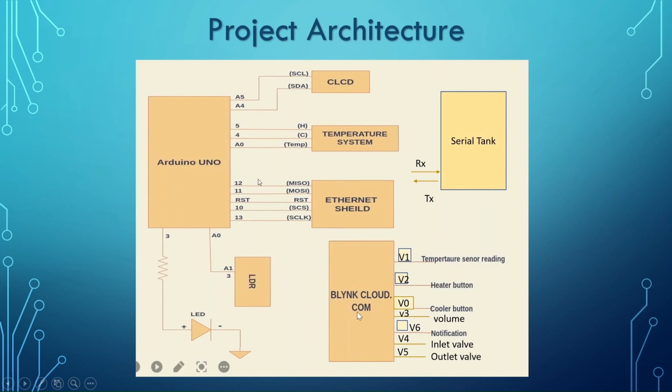Now, this image is the image of architecture of the project. Here you can see the Arduino Uno board is connected to various parts such as LED, LDR, CLCD, temperature system, Ethernet shield, and the serial tank is connected through the serial communication. And all these spare parts are connected to the Blynk cloud with the help of these virtual pins.